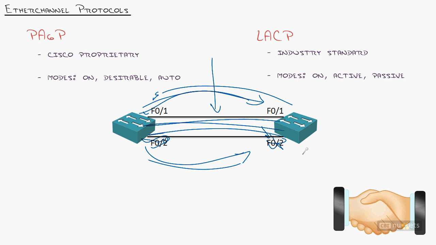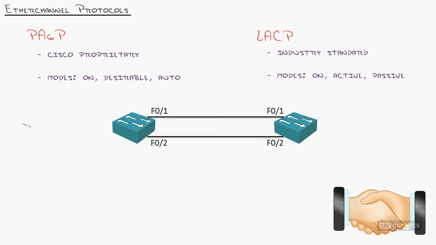I also want to mention that EtherChannel is geared for powers of 2. So what that means is when you're bundling links, if you have 2 switches like this connected together, you want to make sure that you bundle them with 2 links, 4 links, or 8 links.